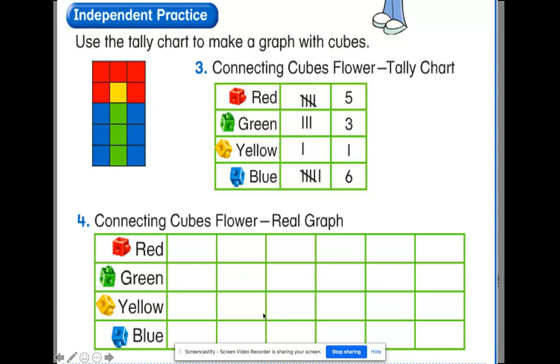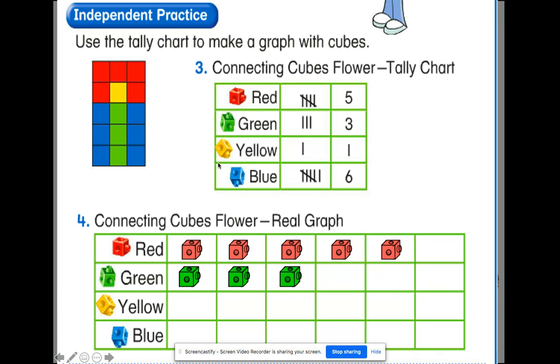Now I want to make my own graph. And again, I'm going to be using a little picture of a cube, but you would just draw in a rectangle or circle to represent each group. So my red cubes, let's start there. We need to show 5. So count with me. 1, 2, 3, 4, 5 red cubes on my graph. Now let's go to the green, look back up at the tally chart. There is a total of 3, so let's represent that on my chart. Count with me. 1, 2, 3 green cubes.